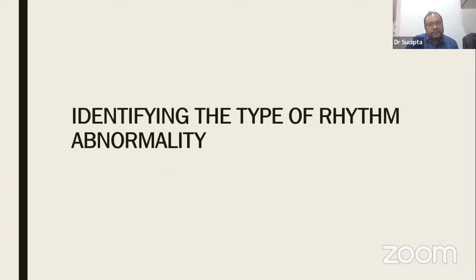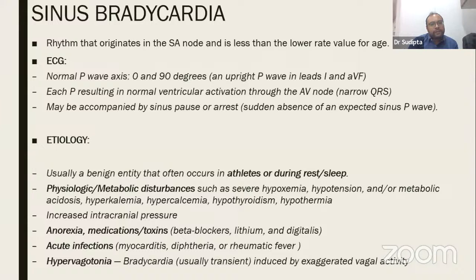So, identifying the type of bradycardia abnormality. First is sinus bradycardia. This is bradycardia with rhythm originating from the SA node. So the P wave axis is normal, that is an upright P wave in lead I and aVL. And each P wave is followed by a narrow or normal QRS complex. It may be associated with sinus node dysfunction and present with sinus pause or arrest. So etiology, we have already told during the general etiology for bradycardia.